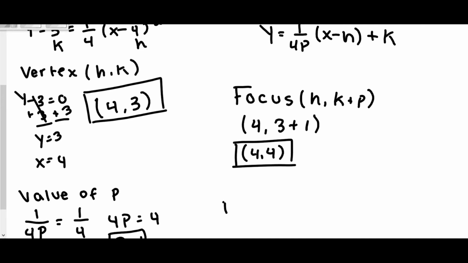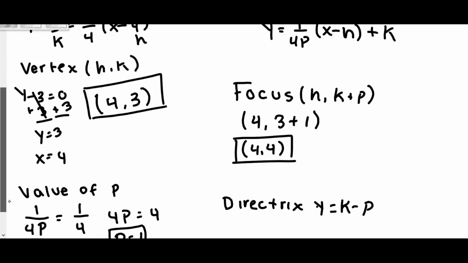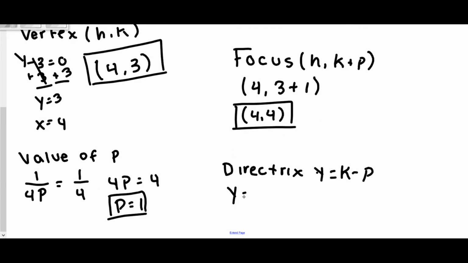And our last important point is our directrix. Our directrix is the given line. So a parabola is formed by the points that are equidistant from our given point, which was our focus, and our given line, which is our directrix. So since it's a line, we're going to have it in y equals, and it's going to be y equals k minus p. So y equals 3 minus 1, y equals 2. So our directrix is at y equals 2.